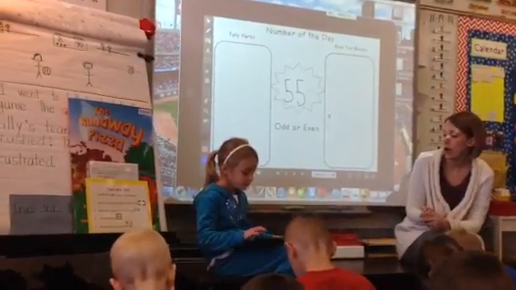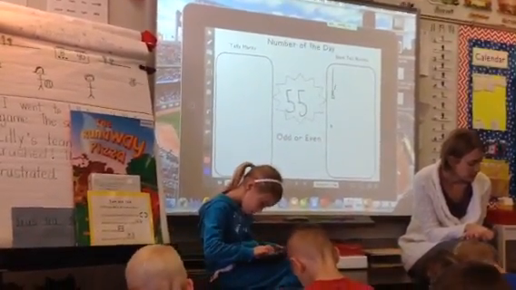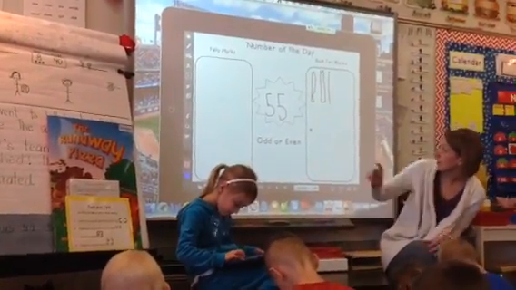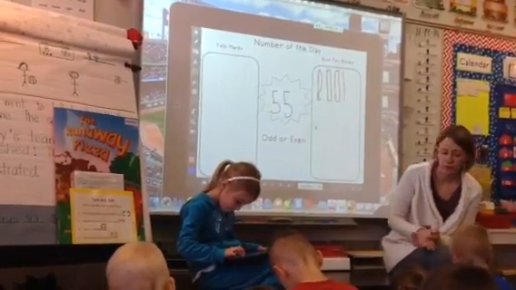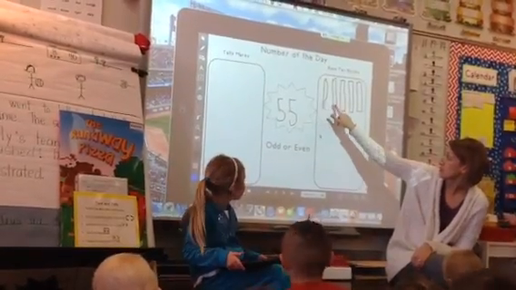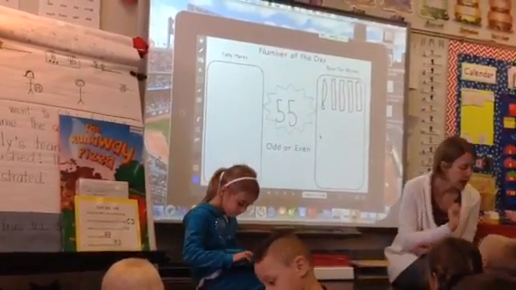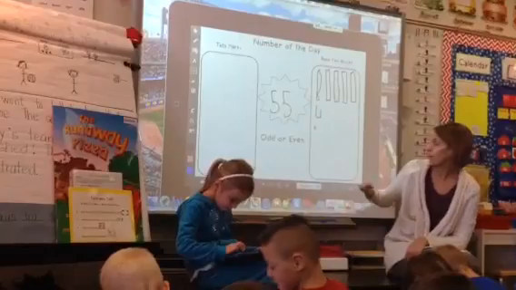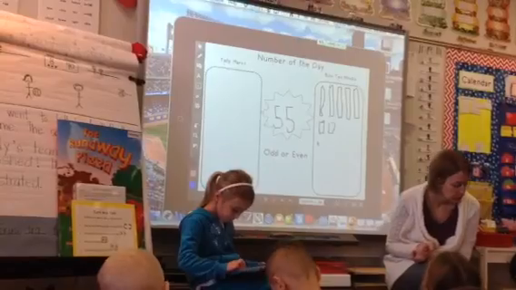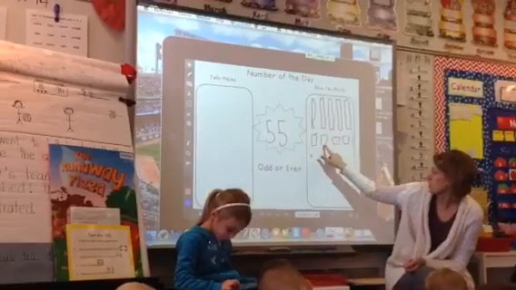So doing your 10 rods, how many 10s do you have? 5. Lori's got her 10s. She's got 1, 2, 3, 4, and 5. So we've got 10, 20, 30, 40, 50. How many ones? 5. When you draw them next to each other in pairs, you can see, nice job, Dana, drawing them next to each other. We've got 2 here, 2 here.